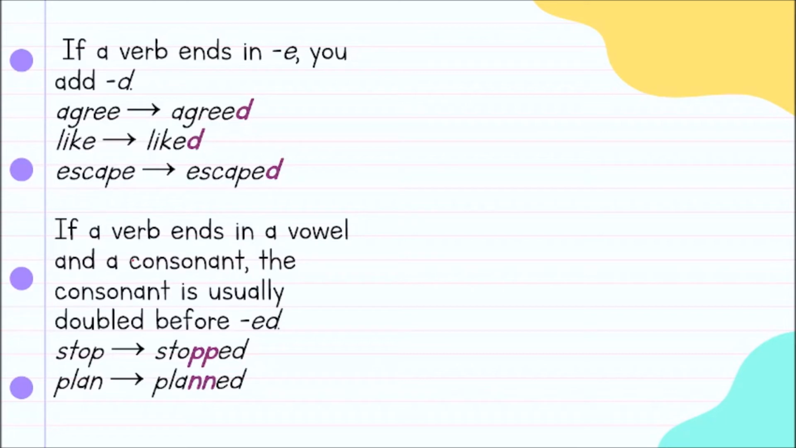If a verb ends in a vowel and a consonant, the consonant is usually doubled before ed. So as you can see here, stop, we have a vowel and a consonant. That is why we have to double the consonant p. Same with plan, because it has a vowel and a consonant.